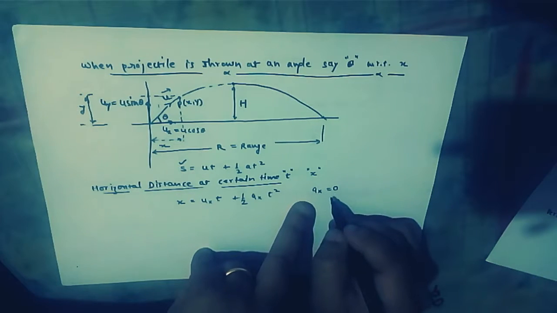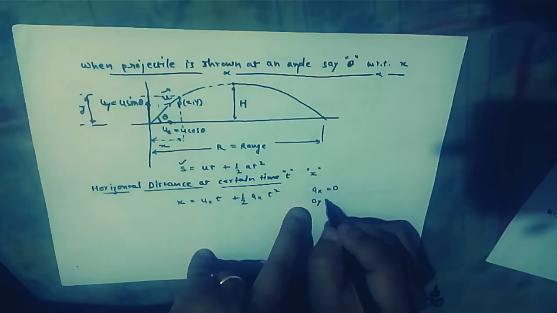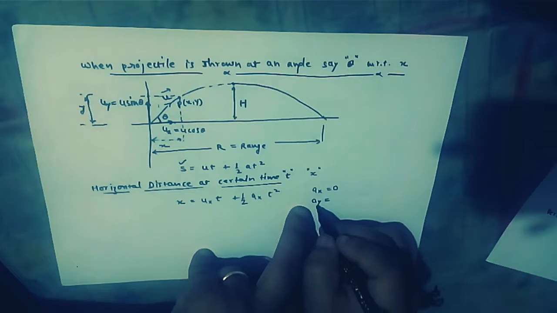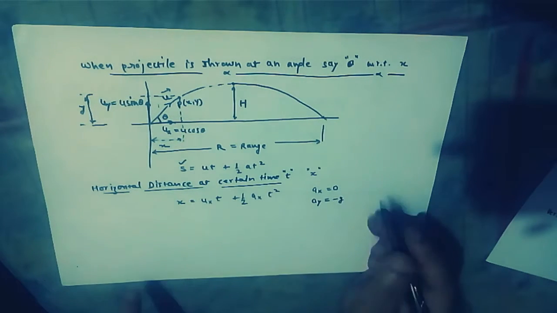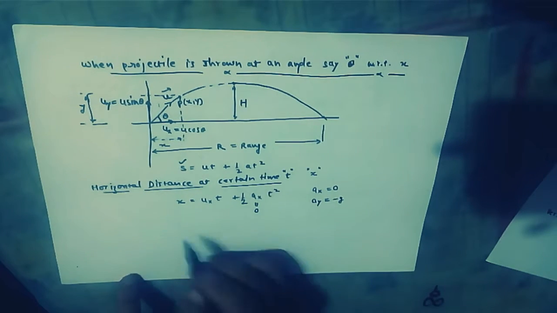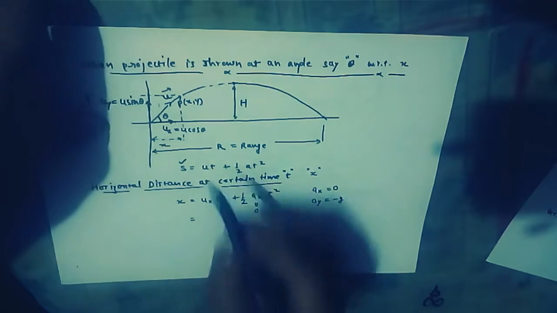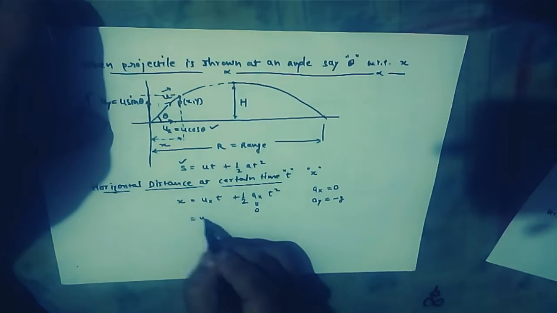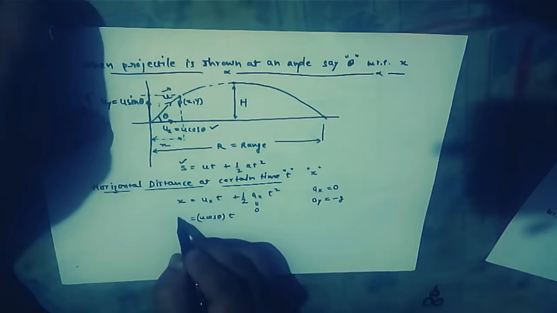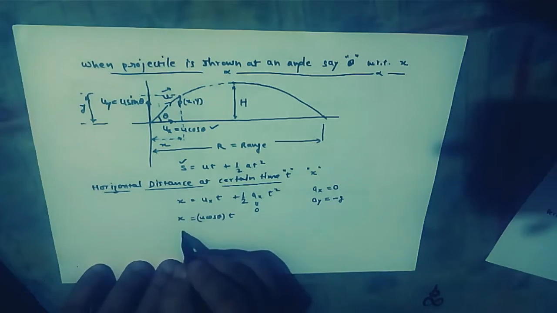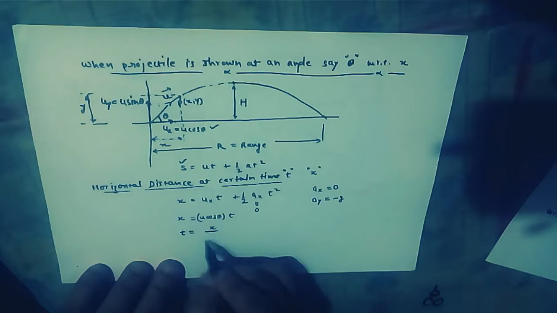Only there is an acceleration because of gravity of Earth, which is along y, minus g. So ax here is 0. Ux is already given, u cos theta, and t is t, x is x. So t is then x divided by u cos theta.